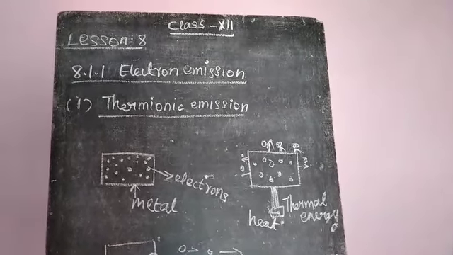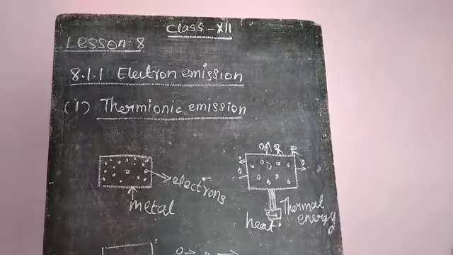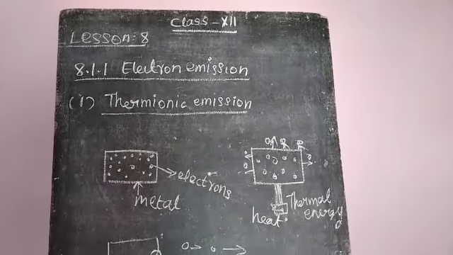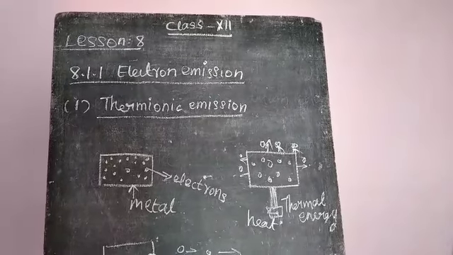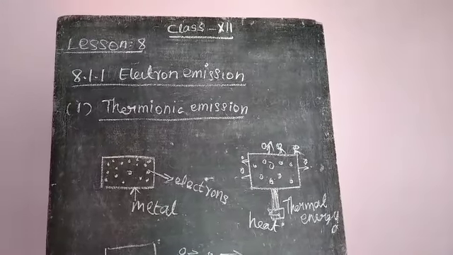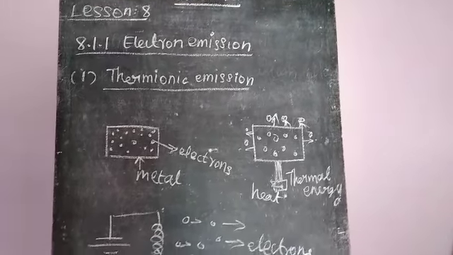In this class, I am going to teach 12th standard physics, lesson number 8, volume 2, content number 8.1.1, electron emission. So, types of electron emission. First one is thermionic emission.